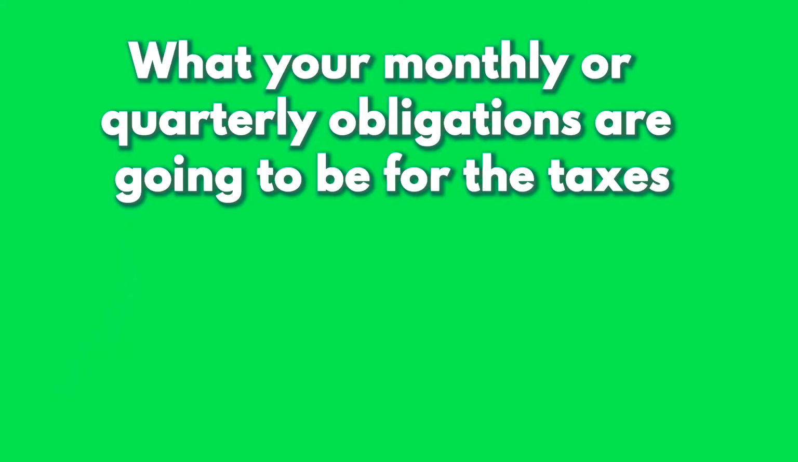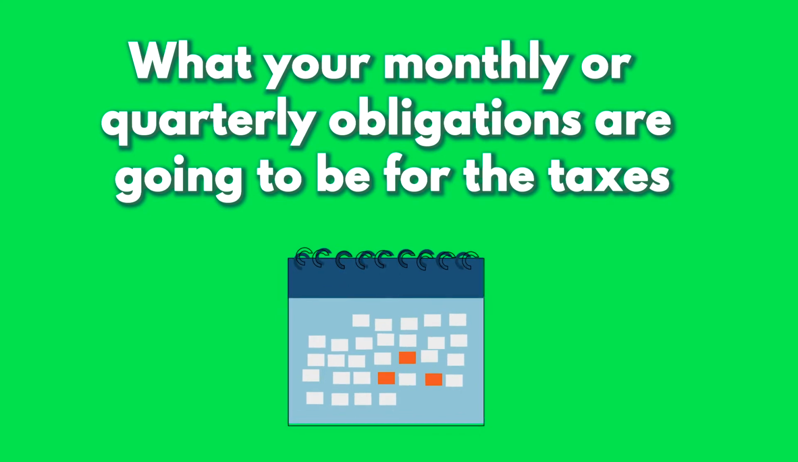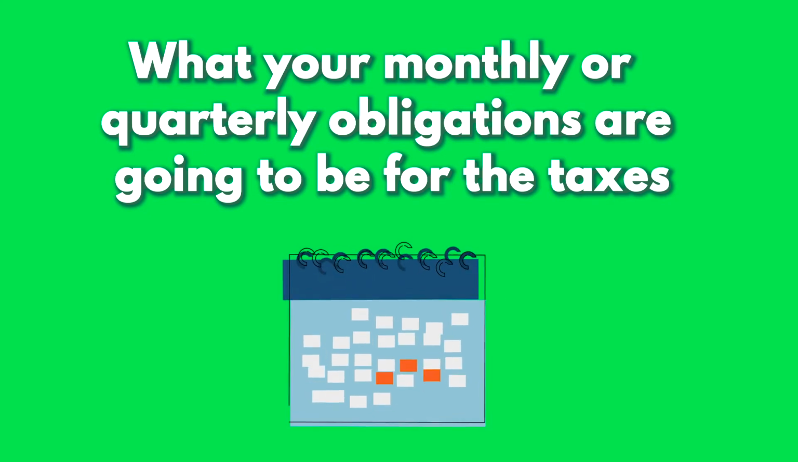And calculating that is pretty easy. You can just look up whatever the current tax bill is for the property on the assessor's database. That's pretty straightforward. Then you can figure out from those numbers what your monthly or quarterly obligations are going to be for the taxes, depending on how your city bills you.